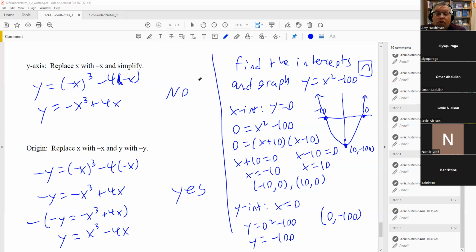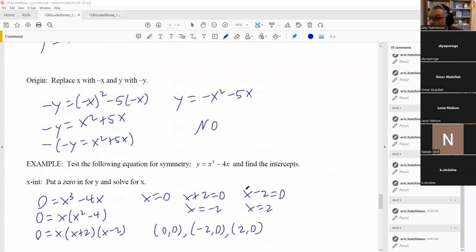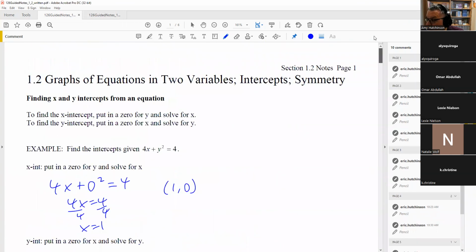Does anybody have any questions on anything in this section before we move on to the next one? Okay, I'm not getting any questions. If you think of something, then you can always go back to it. So this is actually everything. This is all the notes for 1.2 that we completed here.